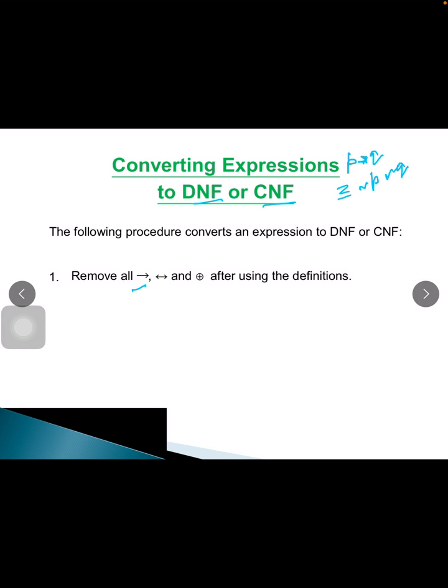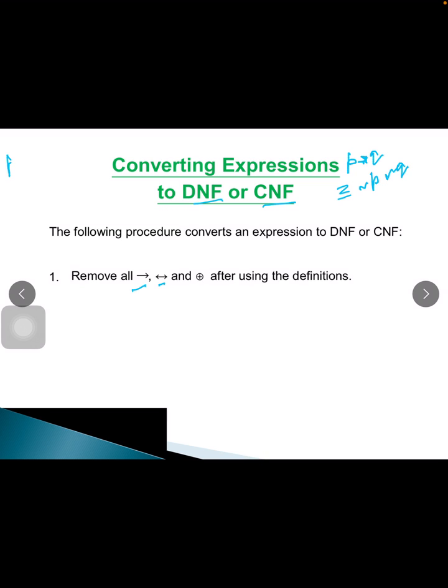P implies Q is equivalent to negation of P or Q, right? So we can remove our implication in terms of conjunction and disjunction like that. Next, biconditional. How can we convert our biconditional in the form of conjunction and disjunction?